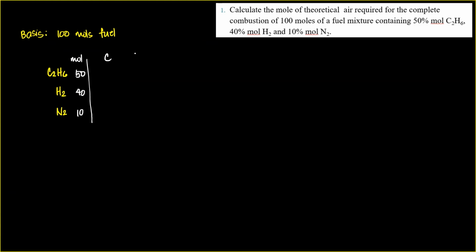So let's write the C, H, S, O2. The first one would be 2 times 50, it's 100. 6 times 50 is 300. For H2, there's no C. 40 times 2 is 80. Blank. And then N2, there's nothing in here. So no problem.